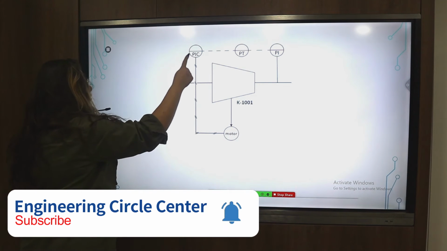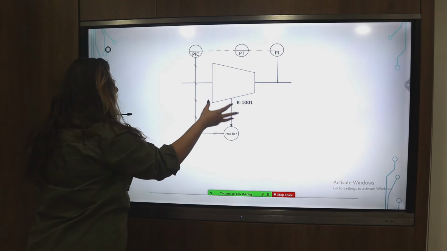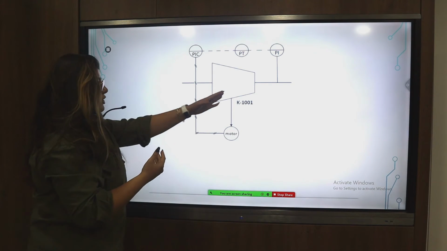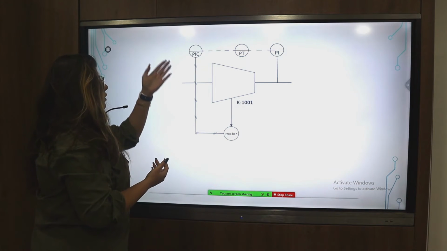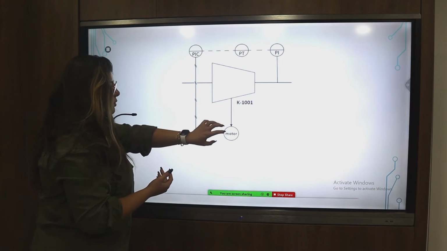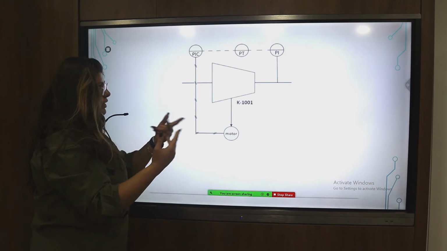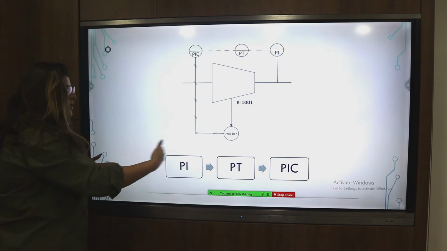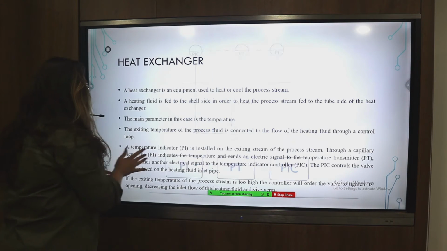Now, the pressure indicator controller will send a pneumatic signal to the motor of the compressor. It will order it. For example, if the pressure leaving is way too high than the design pressure, it will order the compressor motor to decrease its efficiency, and vice versa. So in this case, we have a pressure control loop, PI, PT, PIC.